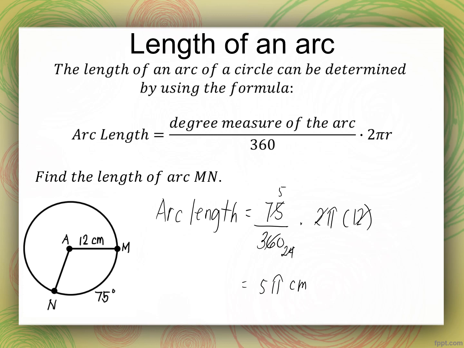Now, we can just keep our answer in this form, unless otherwise your teacher requires you to change your pi to 22 over 7 or to 3.14. Otherwise, this is okay. Okay, let's have the next one.